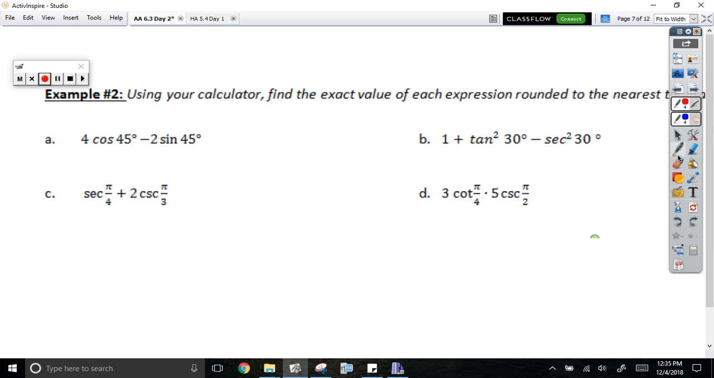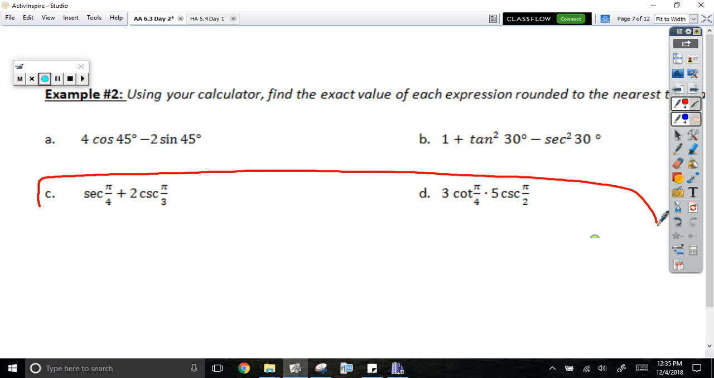All right, do you want to do C and D while we're in radian mode? Yeah. And then we'll go back and do A and B. That way we don't have to change as much. On the back it's degrees also. So let's do C first. Now I'm going to write out on the board what I'm putting in my calculator.